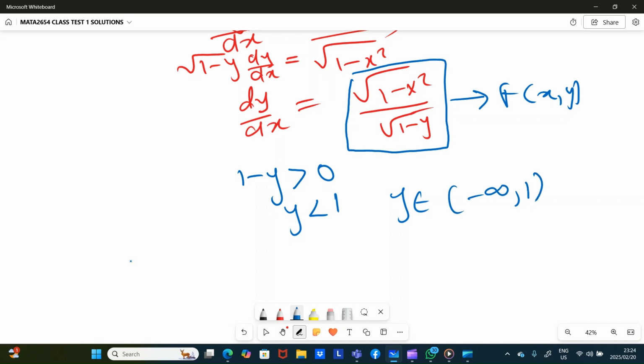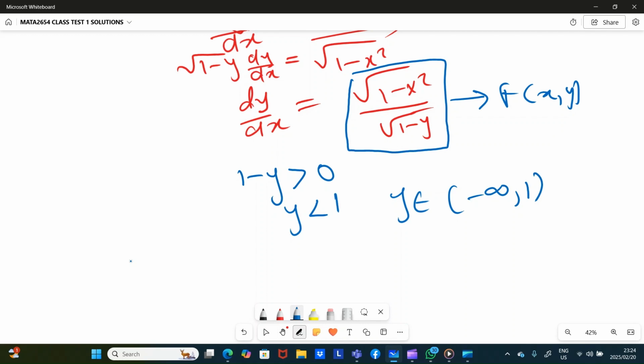Okay, so if we include 1 here, we are going to have 1 minus 1, and the root of that is just going to be 0. When we divide by 0, it's going to be an undefined function. So we don't want something like that. So this is the first domain that we get.